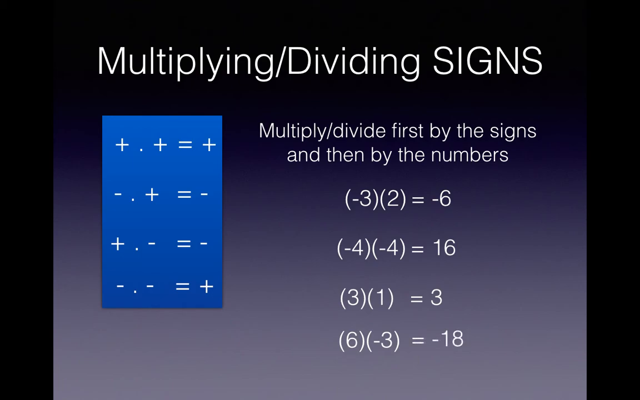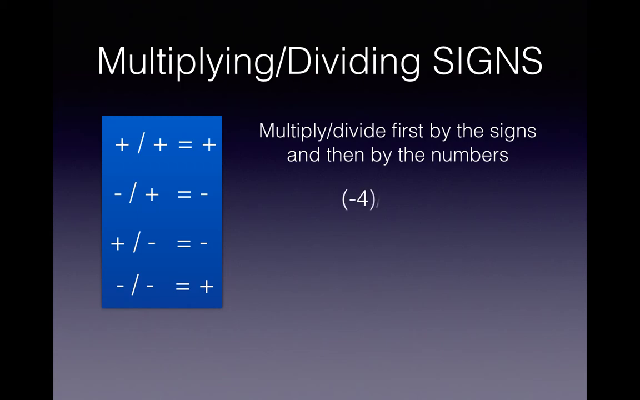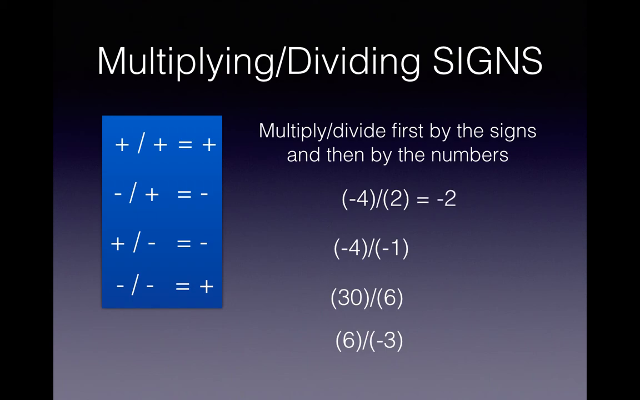Let's have a look at dividing. Okay, we have minus 4 divided by plus 2. Minus divided by plus is a minus, and 4 divided by 2 is 2. So we end up with minus 2. The next one, minus 4 divided by minus 1. Minus divided by minus is a plus. 4 divided by 1 is 4. So we end up with plus 4.